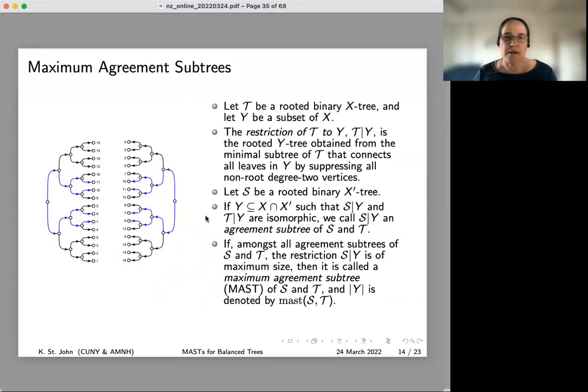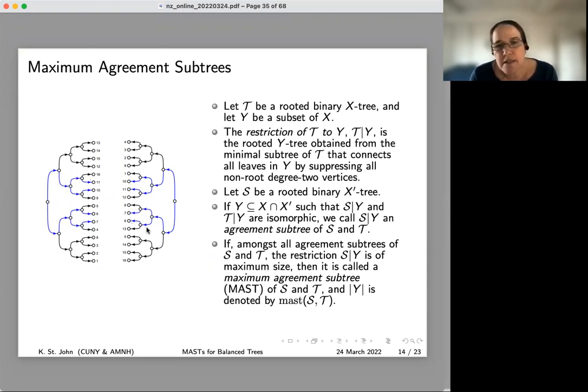So we're going to talk about these 2 trees, and we are going to talk about the restriction of the tree T to Y. So what is the restriction of T to Y? For example, if I chose the set 6, 7, 10, and 11, the restriction of my left-hand tree to that set Y is the minimal subtree that contains all those leaves, suppressing all the non-root degree 2 vertices. Okay, and I can do that for both trees, both this one here, which I'll call T, and this one here, which I'll call S.